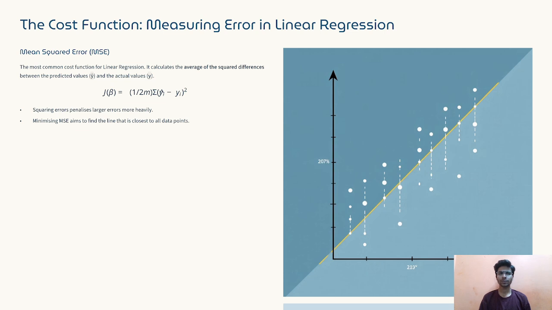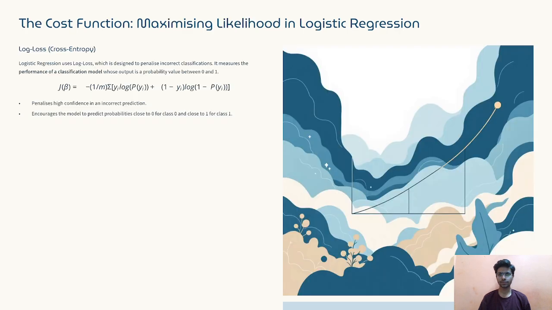In linear regression, according to this graph, mean square error, called MSE, is the most common cost function. It calculates the average of the squared difference between the predicted value y hat and the actual value of y, by this formula. Squaring errors penalizes larger errors more heavily, and minimizing MSE aims to find the line that is closest to all data points.